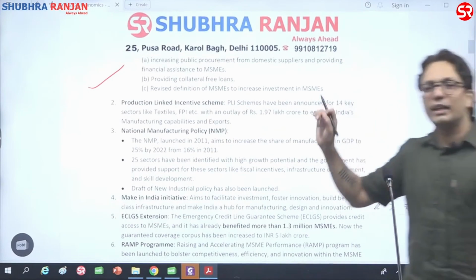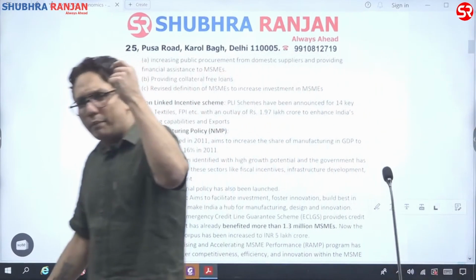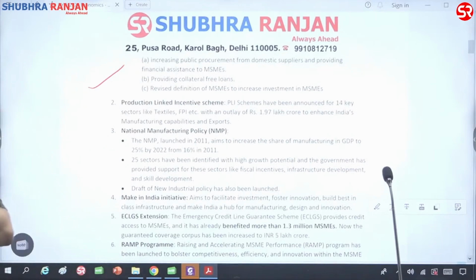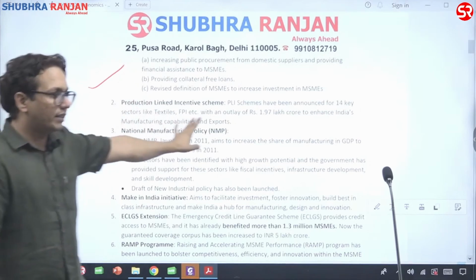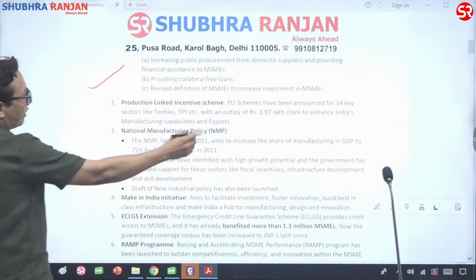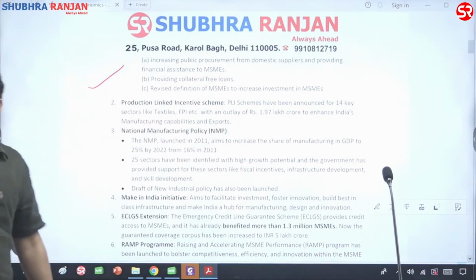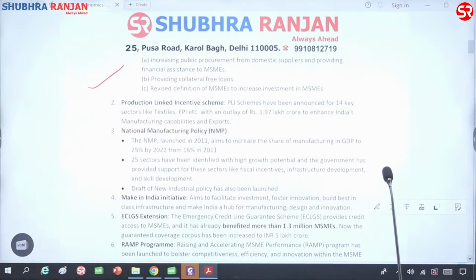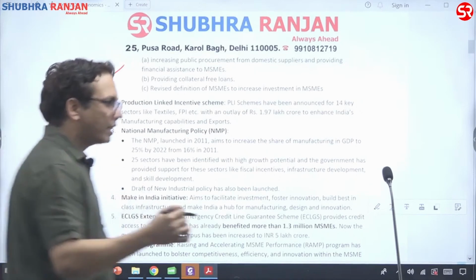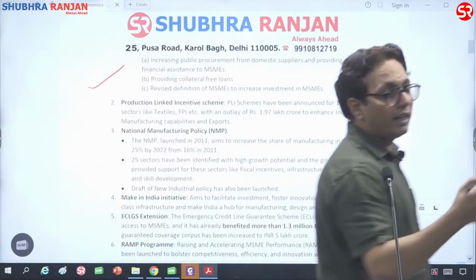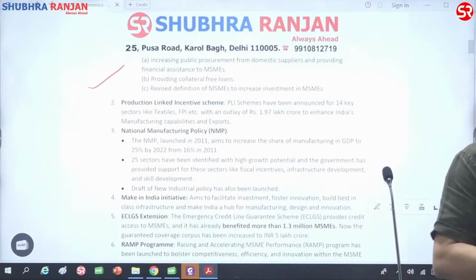Next is production linked incentive. Look, the marks which we'll be getting in these answers is based on keywords. So first we wrote Atmanirbhar Bharat package, collateral free loans and more procurement from domestic companies. Then we come to the next point and we say production linked incentive scheme, and we give a fact that 1.97 lakh crore rupees have been given or will be given as production linked incentive schemes for encouraging certain MSMEs, especially in textile and leather sector.